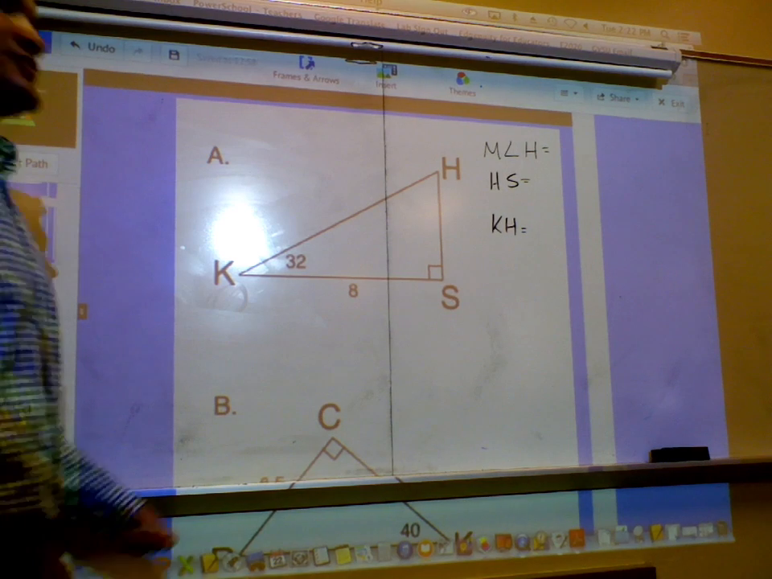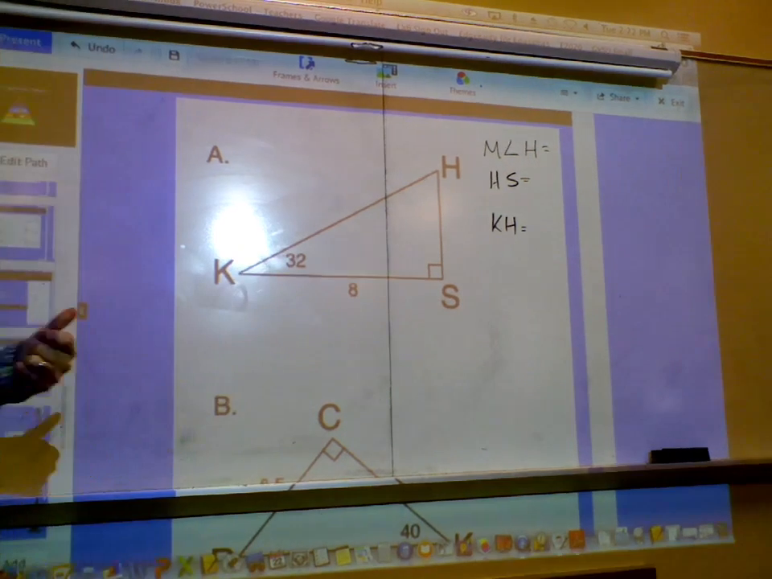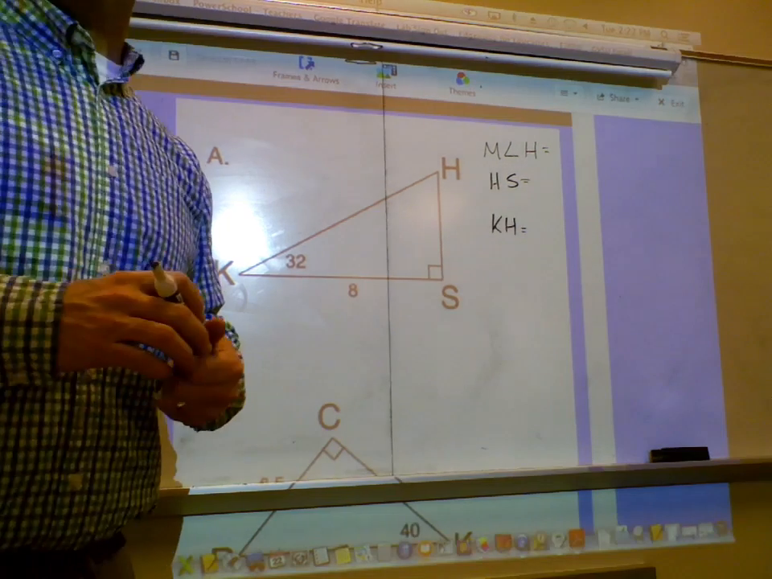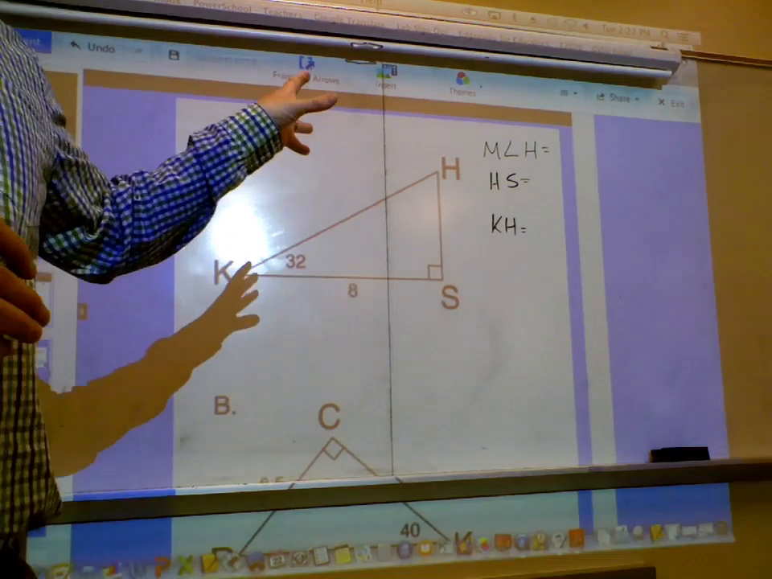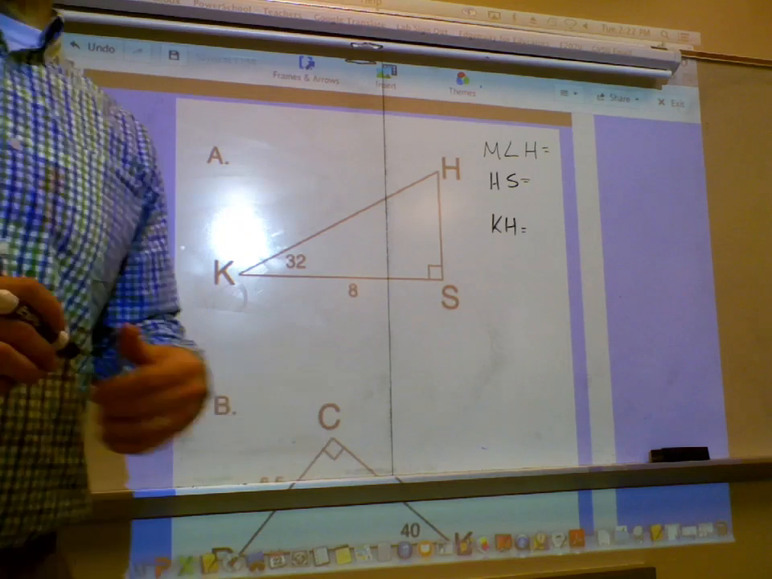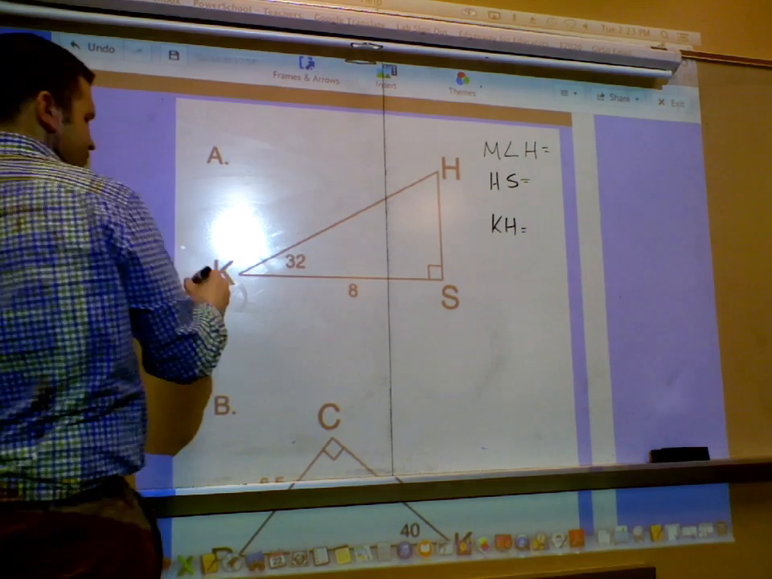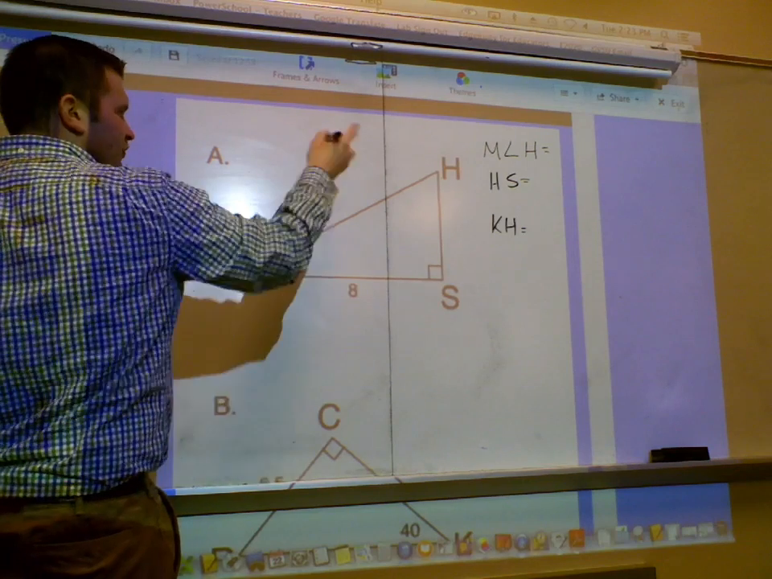So, any questions? You need to find those three things. Now, I like these types of problems because there's really no wrong way to do them. Pick something you know how to do and start there. So what's something you guys know how to do right now? Angle sum theorem. Angle sum theorem will find us H, right?